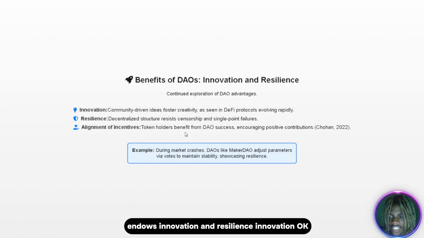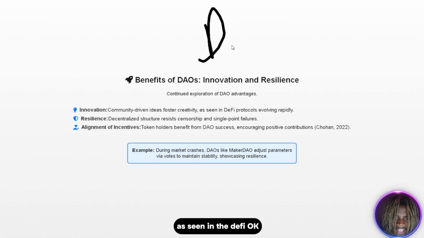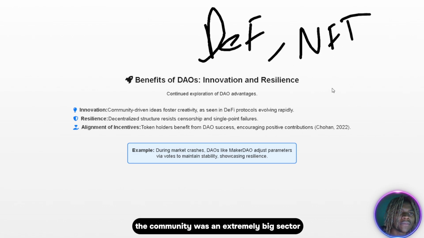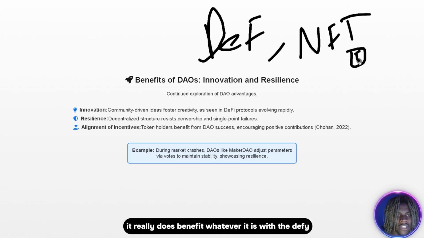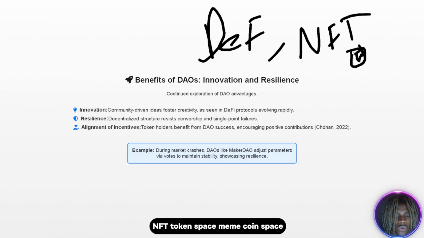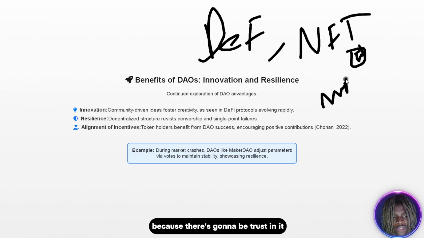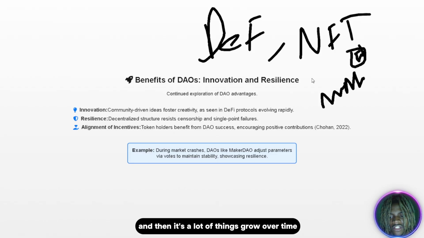And DAOs' innovation and resilience. Innovation: crypto's community is very serious, and community-driven ideas foster creativity, as seen in the DeFi and NFT space. The community was an extremely big sector, and when something becomes popular, it really does benefit, whether it's DeFi, NFT, token space, meme coin space, anything. The more popular something is, the more it has a built-in community baked into it, the more value over time people will have, because there's going to be trust in it. The more they see people trust in it, the more other people will trust in it. That's just how humans work. And inshallah things grow over time, so that makes things evolve rapidly.